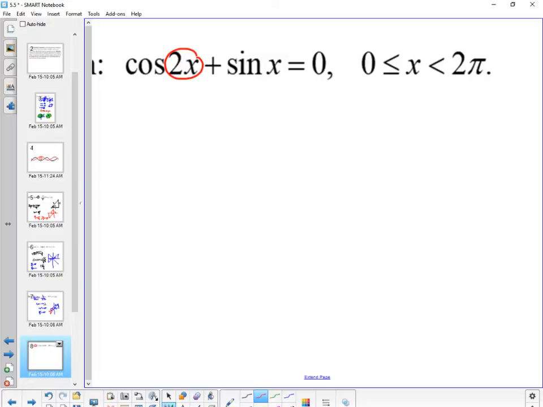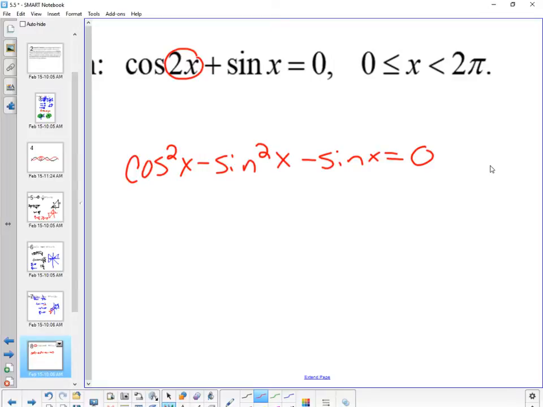So cosine 2 of x would equal cosine squared of x minus sine squared of x plus sine of x. So then you'd get cosine squared of x minus 1 sine of x. Is this the double angle? Yeah, that's the double angle. Of all of this? No, just this. Just this right here is the double angle. Okay, so then you would get rid of one of the sines of x.